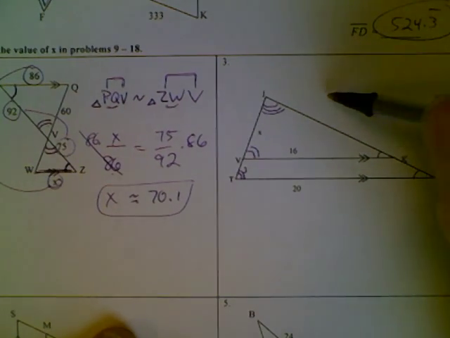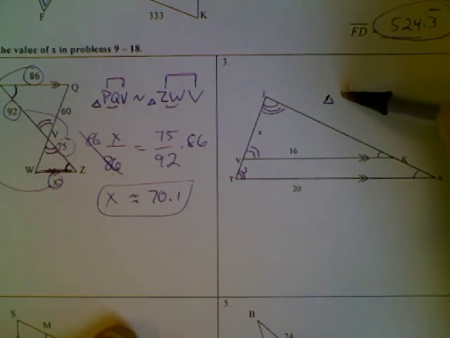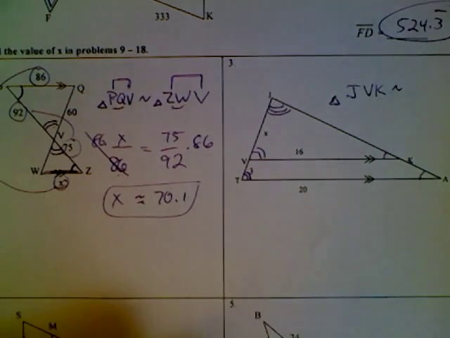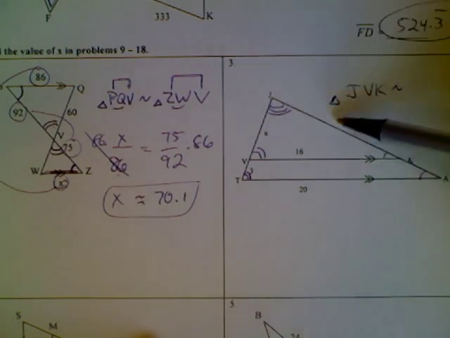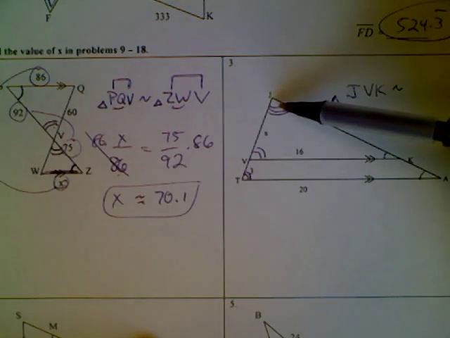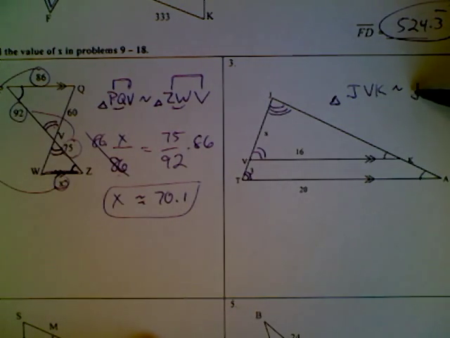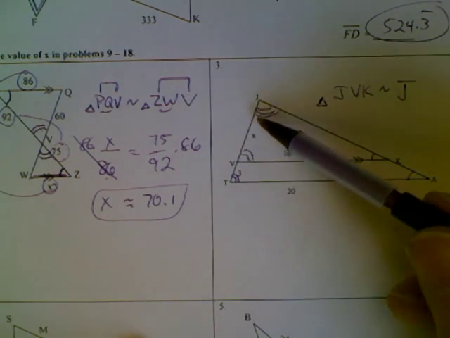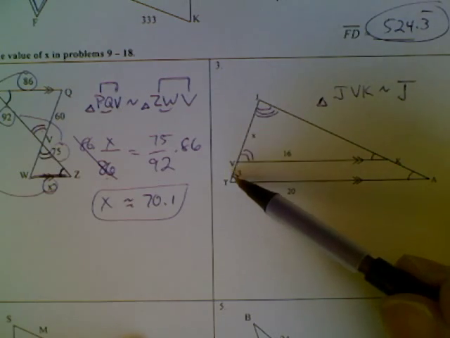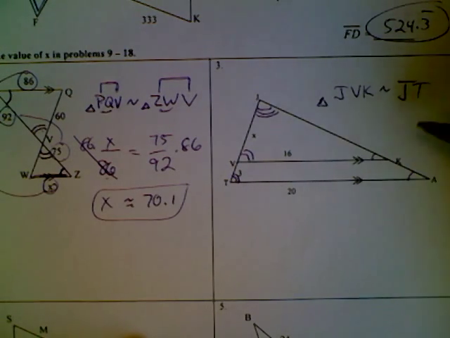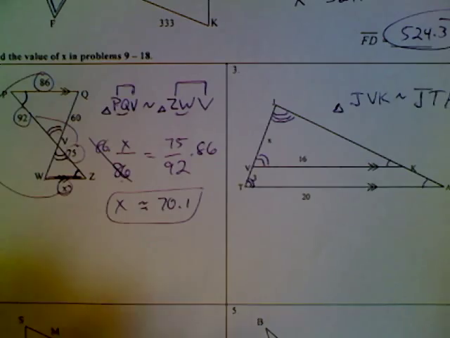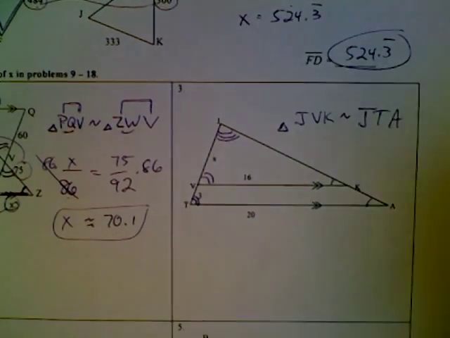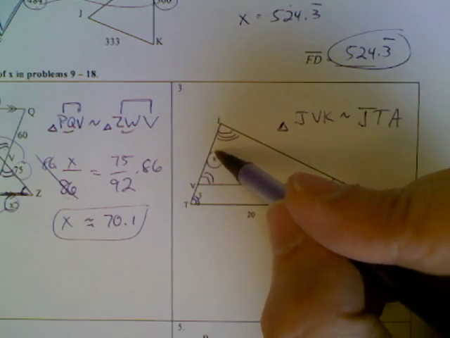So I can name the little triangle up top, let's call it JVK. What would that be similar to? Well, J from the little triangle matches up with J from the big triangle. It's the same angle. Okay. And then from J I go to V. So in the big triangle I've got to go to T. T and V match up. And then finally A matches up with the K. Now I know how things match up with each other. And so I can match up my X.